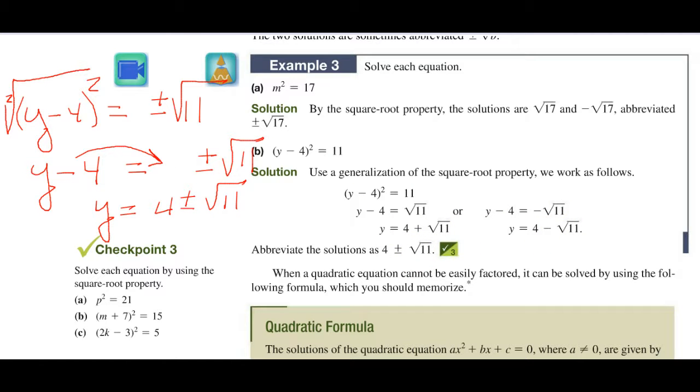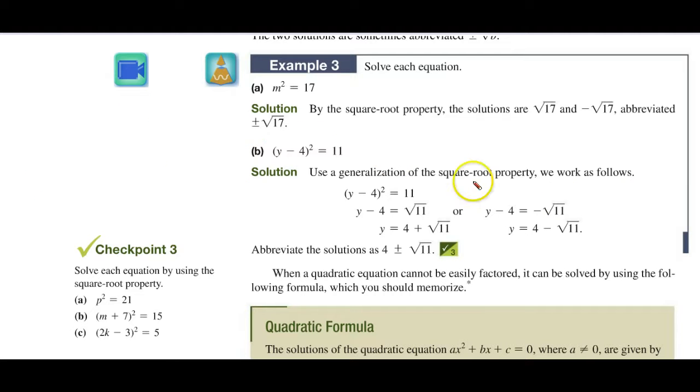Now, we do have something that they're not showing us here, which is called completing the square. It's not featured, but I'll just show it to you briefly. Suppose we had the equation x squared plus 6x plus 2. Now, we know that's not going to factor.